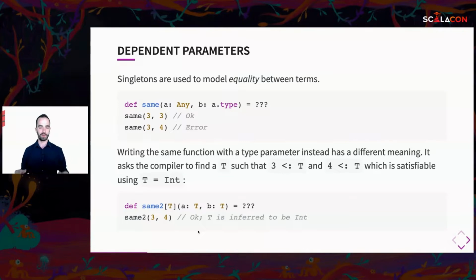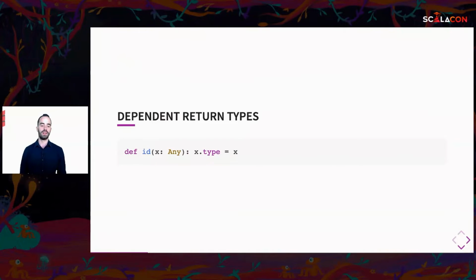So I repeat, path-dependent types give us a notion of equality of values at the type level, which is different from type parameters. We can also use that in return types, of course. So that's how we would define an ID function using dependent type. And we call that a dependent method because the result type depends on the argument, on the precise value of the argument.